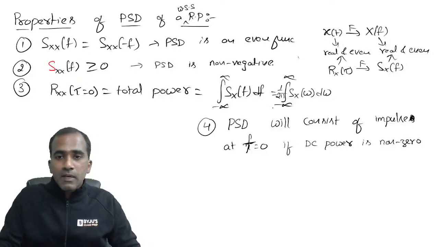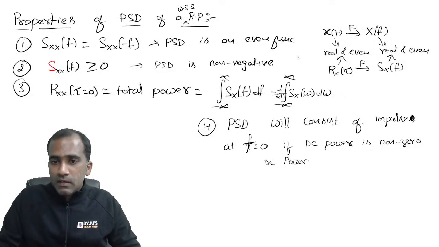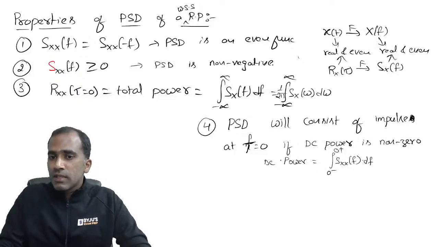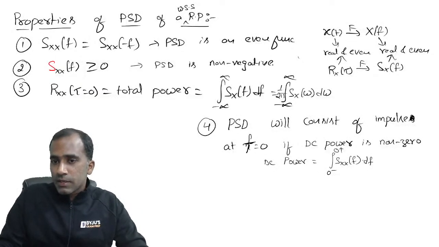Here also, in the power spectral density, how do you find the power at f equal to 0? DC power is equal to the power at f equal to 0. How do you find that? It's not the value of the power spectral density at f equal to 0. It's the area of the power spectral density at f equal to 0, from 0 minus to 0 plus, which means you are talking about power concentration at f equal to 0. That will give us the DC power. So integrate only from 0 minus to 0 plus to find the DC power.